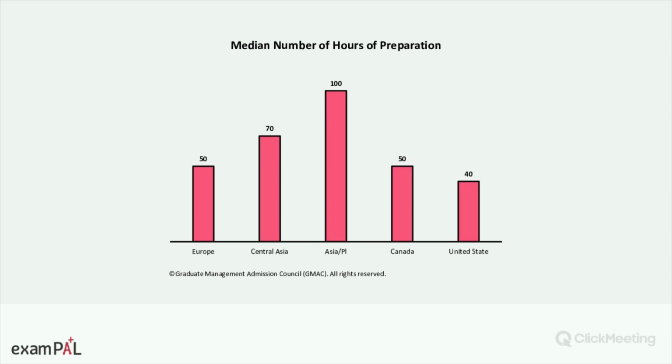So the median number of hours of preparation I mentioned a minute ago gives us a clue as to the fact that people whose native language is not English do need to spend more. So here you can see a breakdown by geography of how much time people spend, and it makes sense, right? The verbal section, as well as the analytical writing assessment, rely heavily on our English skills.